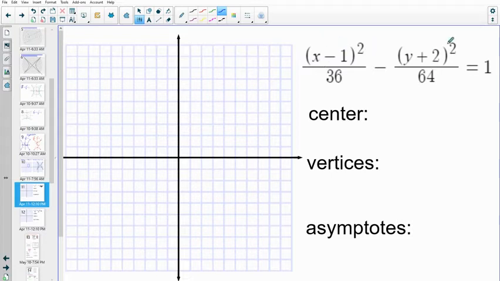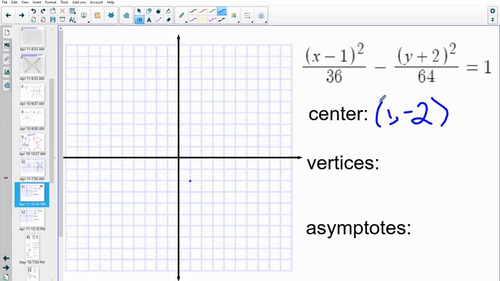I've got an x minus 1, I've got a y plus 2. That's determining what my center is. I've got x minus the x value and y minus the y value. We've certainly seen a lot of this. Y minus -2 is the same as y plus 2. So my center is at the point 1, -2, right there.